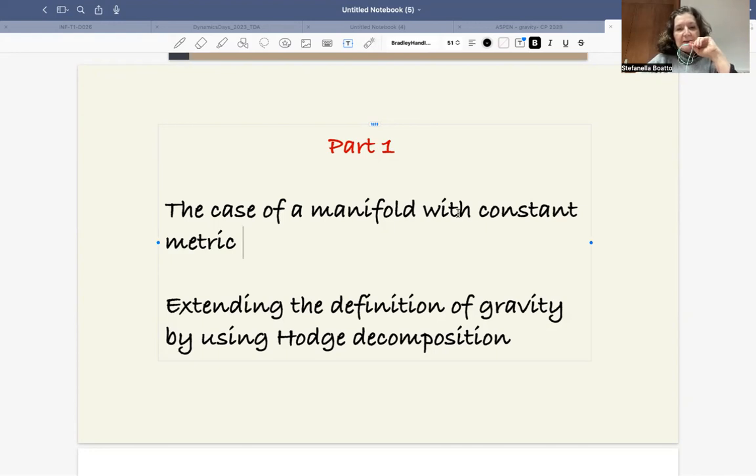So the first part is to consider a manifold, a surface in our case, with constant metric G. And the problem is how to extend the definition of gravity to a general manifold, the one that we are so familiar with in our Euclidean world. And I will show you that by our choice, we use the Hodge decomposition theorem, that is basically nothing other than Maxwell's law adapted to gravity. I hope at the end this will be clear.